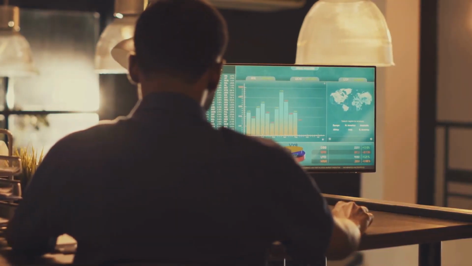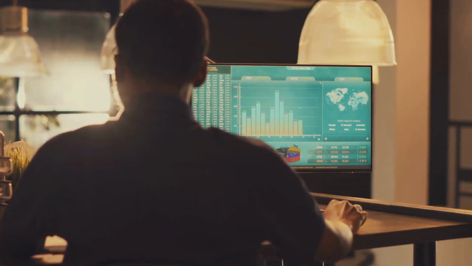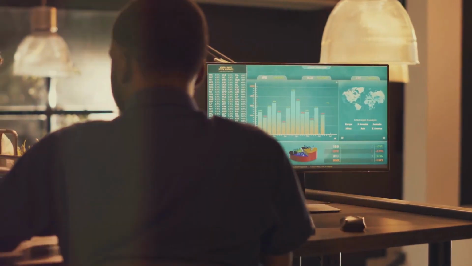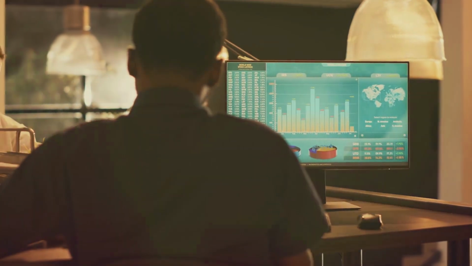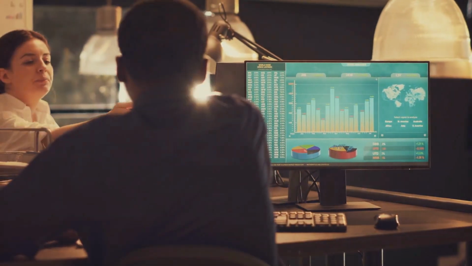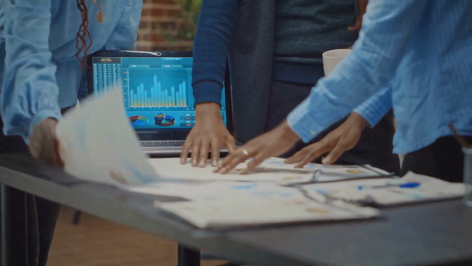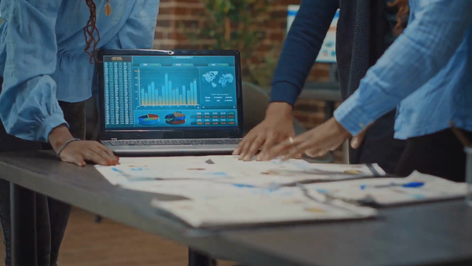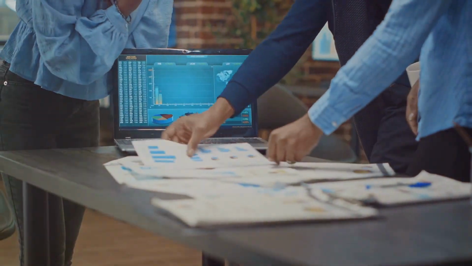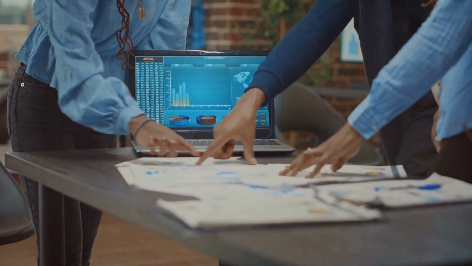Once the relevant data is identified, the next step is data extraction. This involves pulling data from various sources such as databases, spreadsheets, social media platforms, and other digital channels. The extracted data is then cleaned, which means removing any errors or inconsistencies to ensure its accuracy.